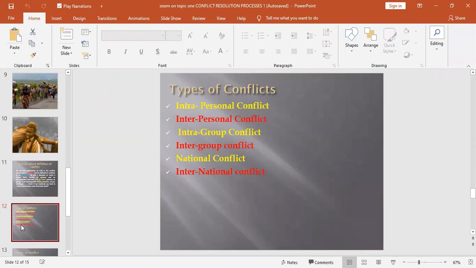The second type of conflict that we are going to look at is interpersonal conflict. Interpersonal conflict is the conflict between two or more persons. That's you and somebody, you and your sibling, you and your friend. This is between people, not an individual.